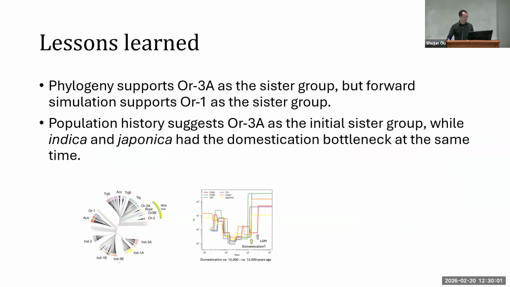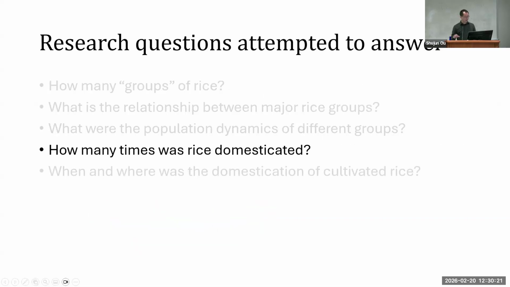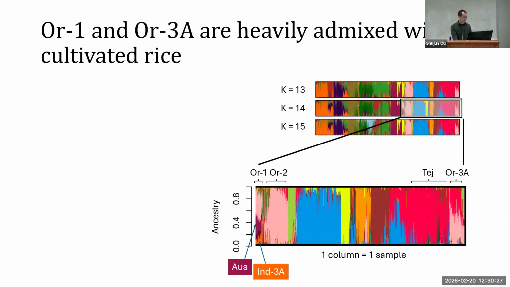So the lesson learned here is that phylogeny supports OR3A as the sister group of cultivar rice, but the forward simulation supports OR1 as the sister group of cultivar rice. And then the population history suggests OR3A as the initial sister group, while indica and japonica had a shared domestication bottleneck at the same time. So it's getting more complicated. So how many times was rice domesticated? I want to answer that.